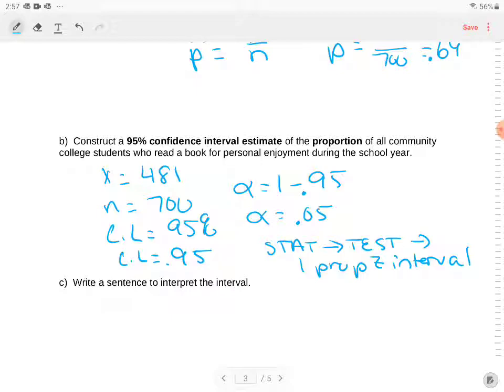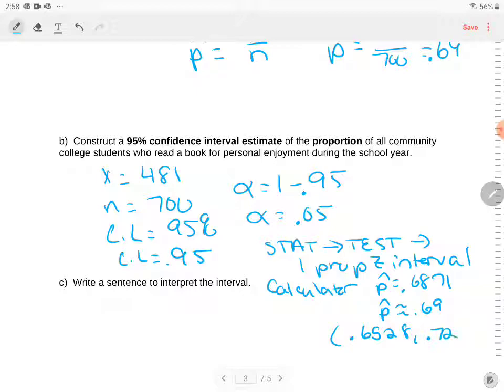Okay, so our X is 481, our N is 700, and our confidence level is 0.95. We really didn't need to know alpha, but I went over it. On the calculator, what we get is very interesting. For our p hat, because it calculates for us, we get 0.6871 to 4 decimal places, which is approximately 0.69, which we know. And our interval is 0.6528, 0.72149.